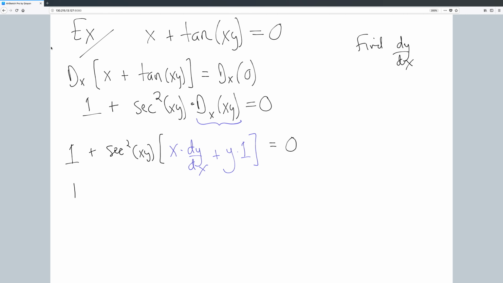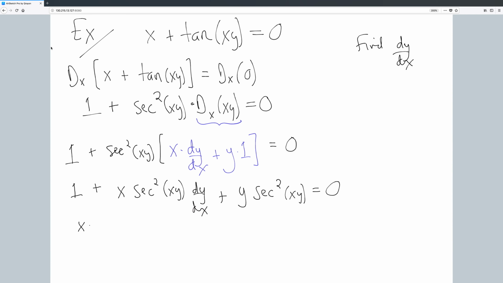So this simplifies to 1 plus, remember we want to solve for dy dx. So the first term we have x secant squared xy dy dx plus, and then we have y times secant squared xy equals 0. And we now solve for this dy dx term.